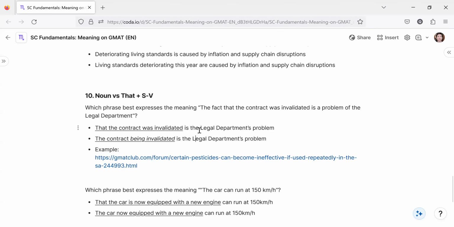Okay, so that's it. That's the last rule in terms of meaning. Again, pay attention to these rules as you practice, and go back to this file once in a while to make sure that you are aware of the subtle differences in meaning in sentence correction.